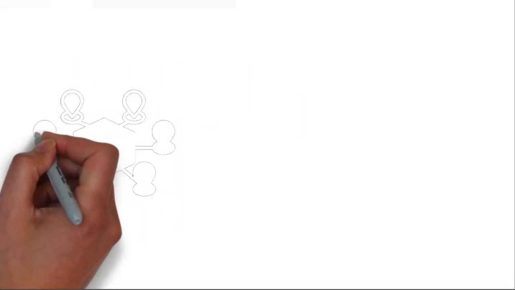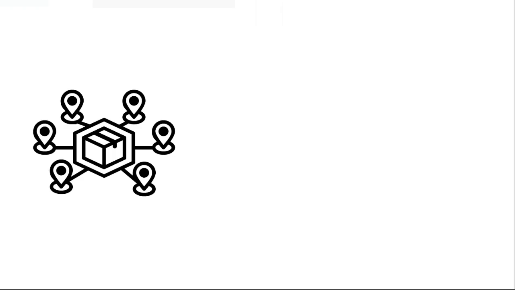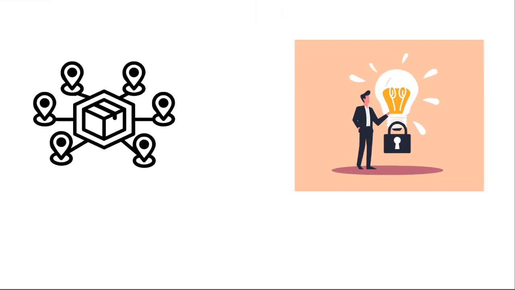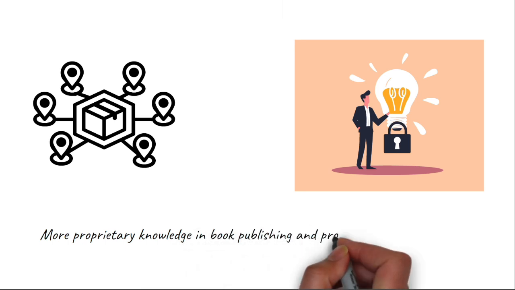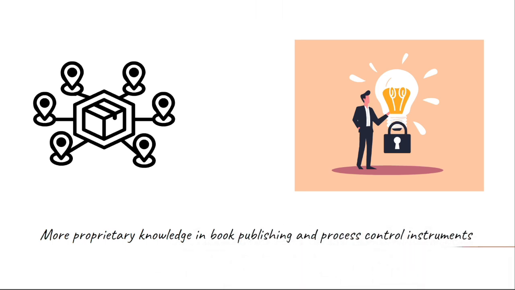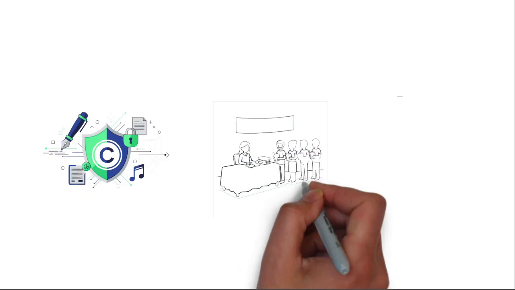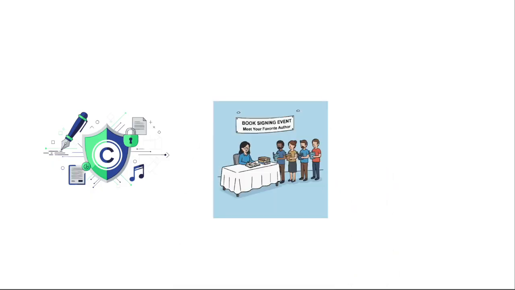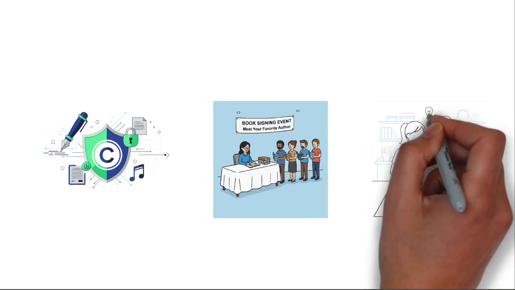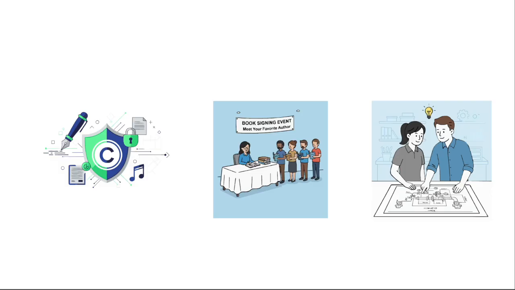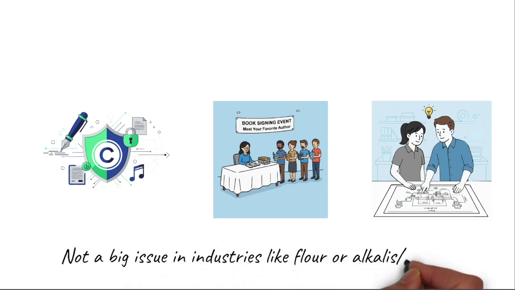You may also have thought about things like control over distribution channels or proprietary knowledge and technology. You might think that, for example, there's quite a bit more proprietary knowledge and technology in book publishing and in process control instruments, where intellectual property would be very important in both of those industries. The copyrights over particular books and the rights to the work of particular publishers in book publishing, and the particular knowledge or technology that goes into a type of process control instruments. Those sort of intellectual property issues are likely to be less pressing in an industry like flour or alkalis and chlorine.